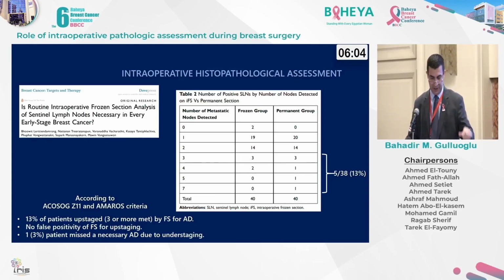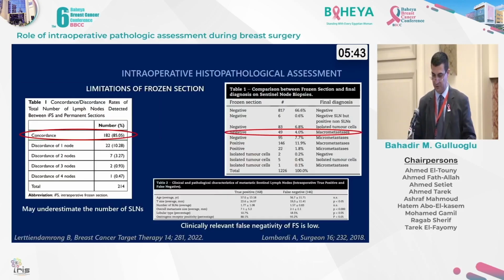But only one patient, which is 3%, missed unnecessary axillary dissection due to understaging. So that was a false negative case. They missed it, and because it was 3 positive, because they thought that it was 2, they missed an axillary dissection. But this is only 3% in one patient. So this is just not a recommendation for you, just the numbers for you to consider.